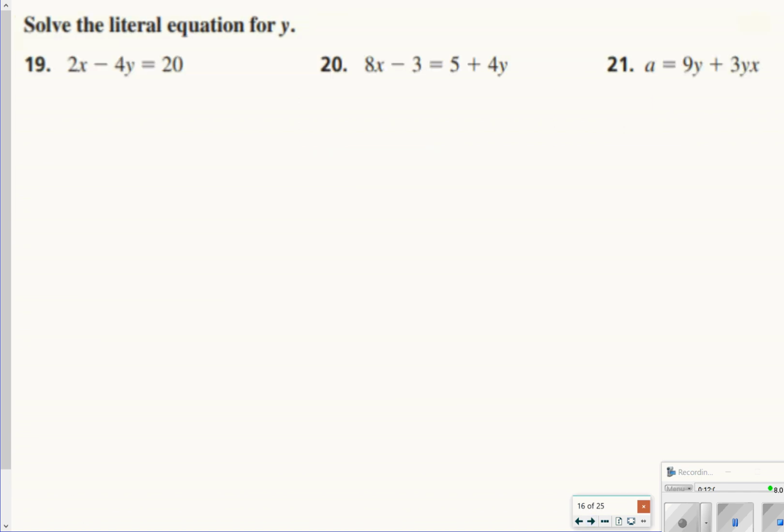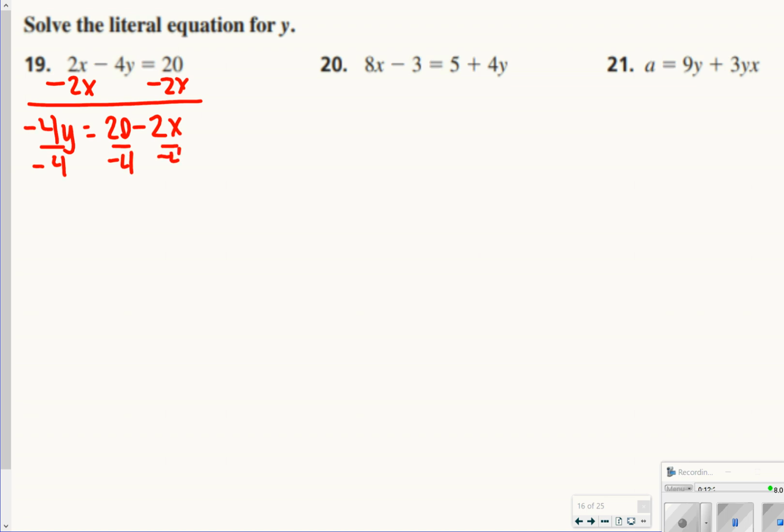For number 19, solving the literal equation for y, that means just solve and get y by itself. So the first thing I'm going to do is subtract 2x from both sides. So I get negative 4y is equal to 20 minus 2x. And then I'm going to divide by negative 4 for everything. So I'm going to get y is equal to negative 5 plus 1/2 x, because the negative 2 and negative 4 give me a positive for number 19.